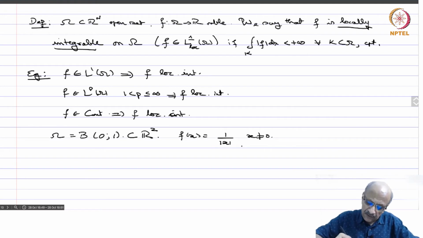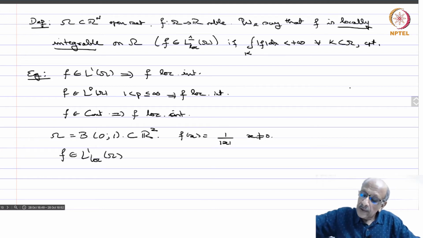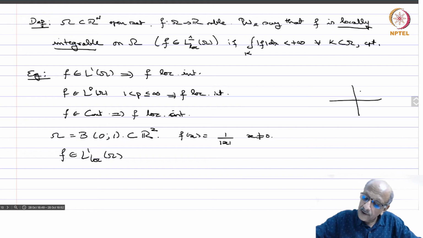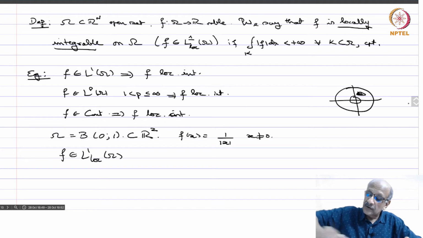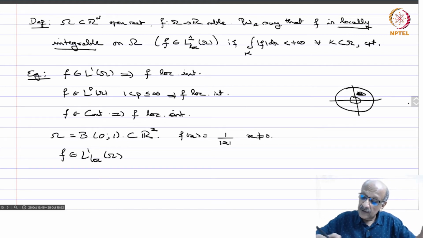We want to show that f is locally integrable. So f belongs to L^1_loc of omega. So we have the unit ball. Now if K is any compact set which does not contain the origin, then of course it's okay, because there the function is a continuous function, therefore it is bounded, and therefore it's integrable. So we only have to look at neighborhoods of the origin where f is unbounded, and therefore we have to check if it's locally integrable.